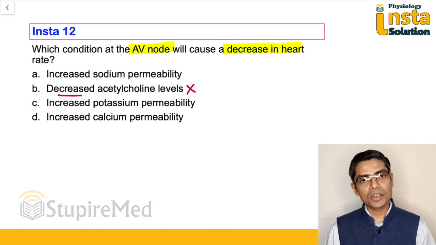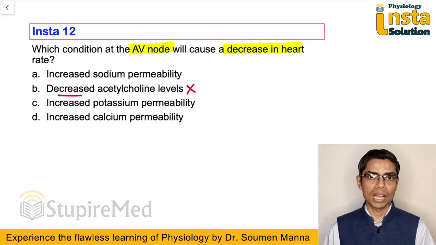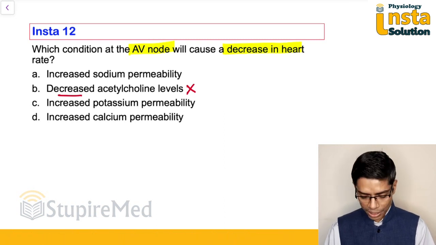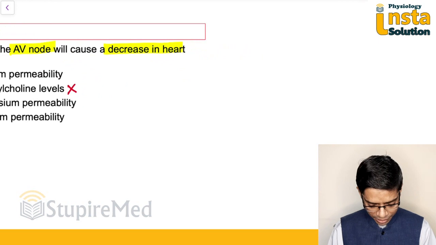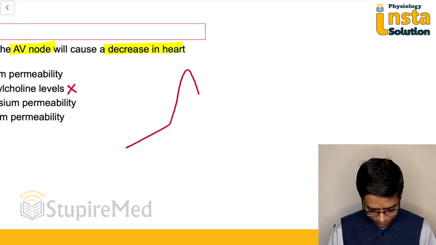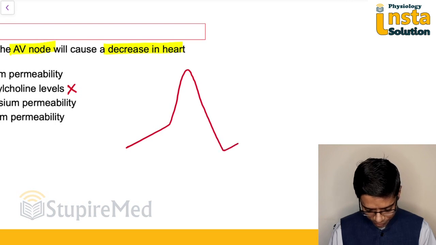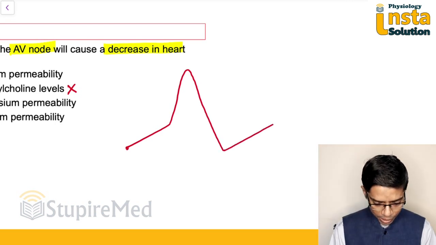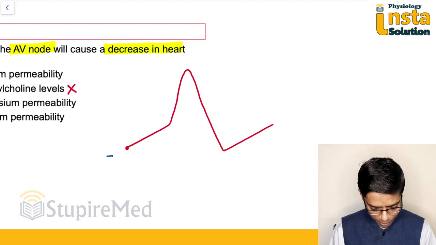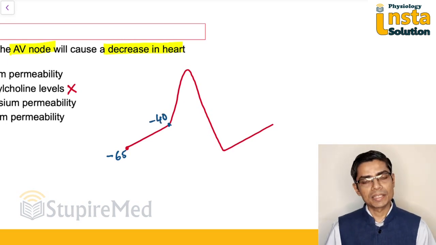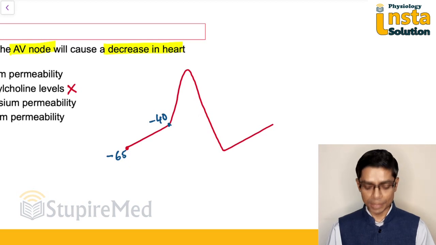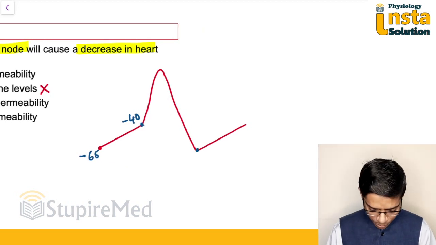Then the other three options in this question are related to the action potential of the AV node. If you look at the action potential of the nodal tissue, all of you have seen that it looks like this. There is a phase where the membrane voltage rises from -65 to -40 millivolt. This phase is known as the prepotential of the nodal tissue, that is, SA node as well as AV node.